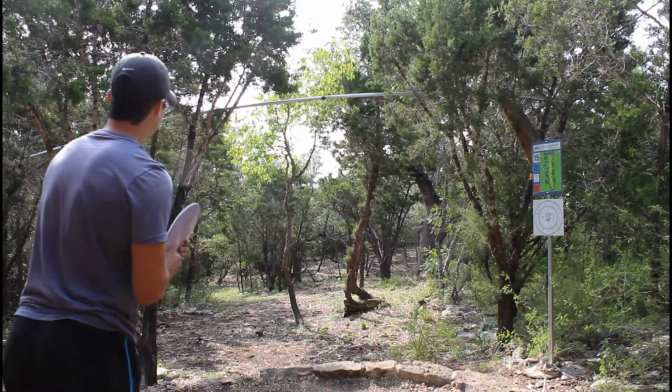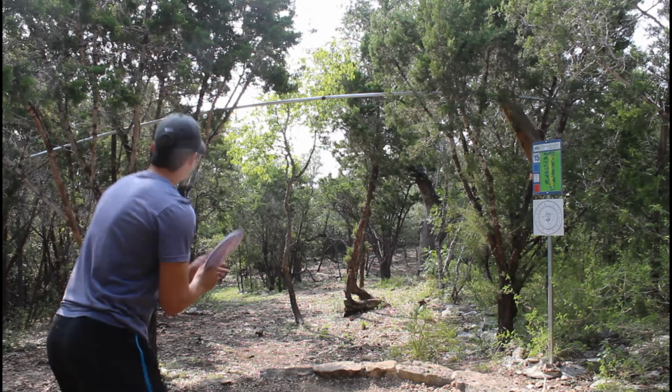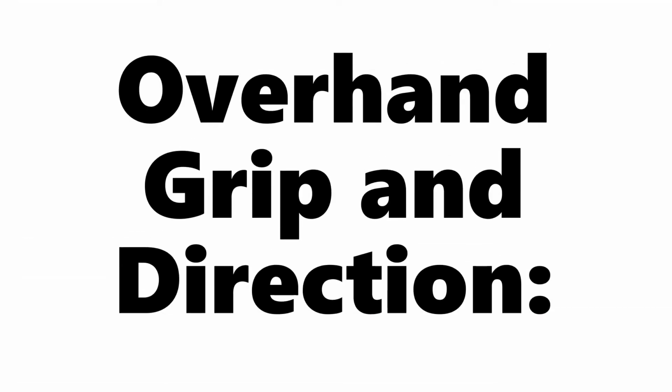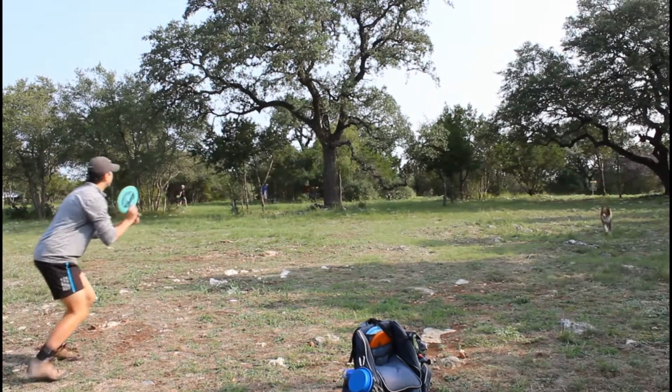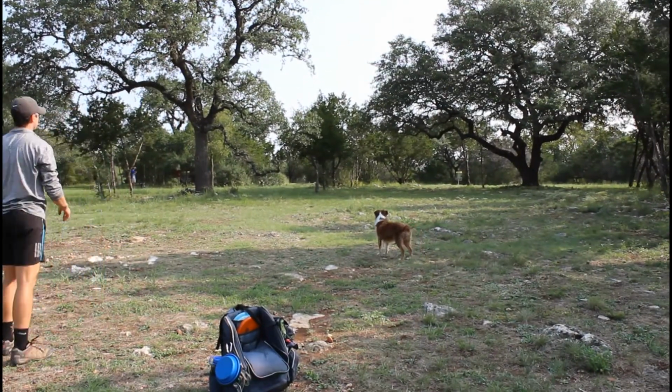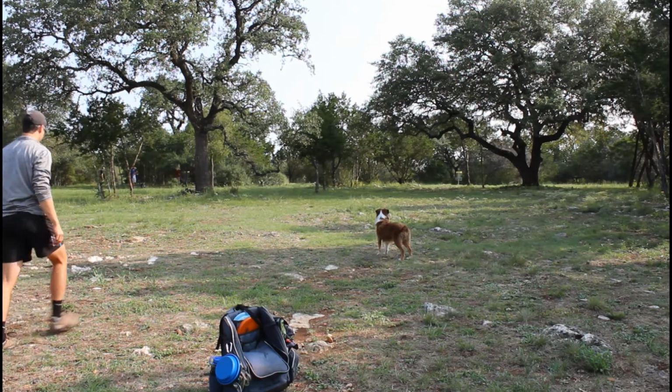Here's another example of the overhand shot. This is called a thumber if your thumb is on the rim. It's called a tomahawk if your two fingers are on the rim. And then there is an example of what I'm talking about.